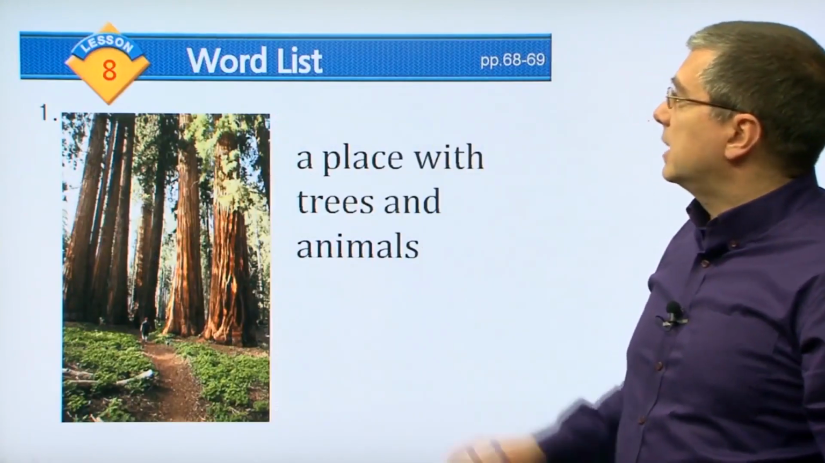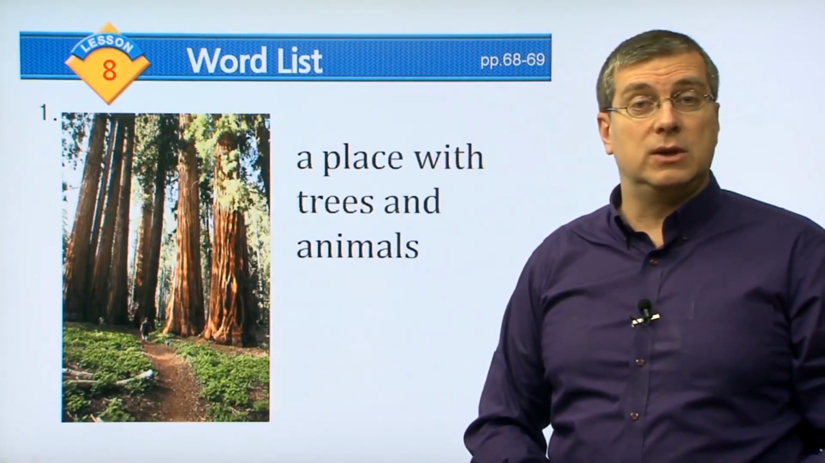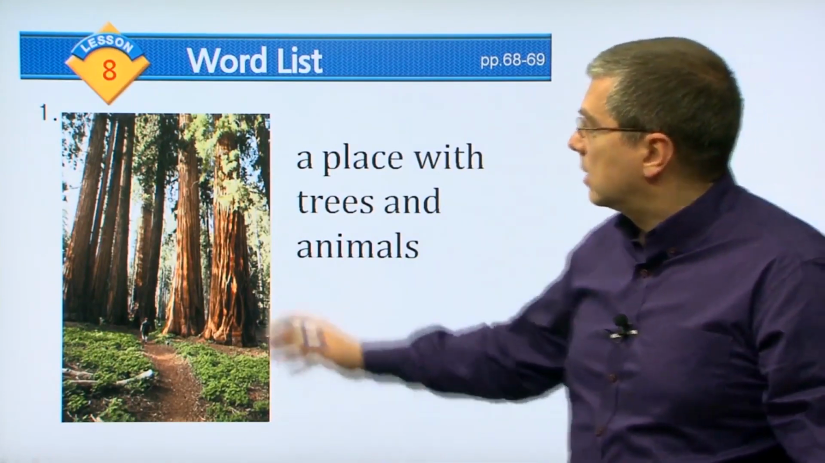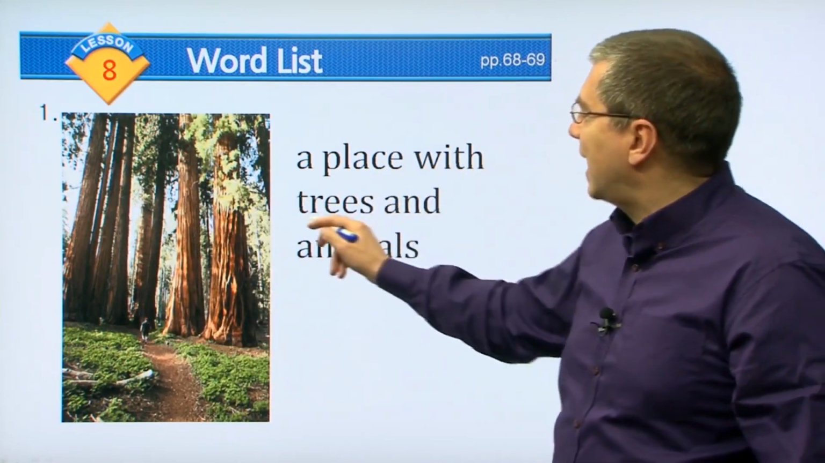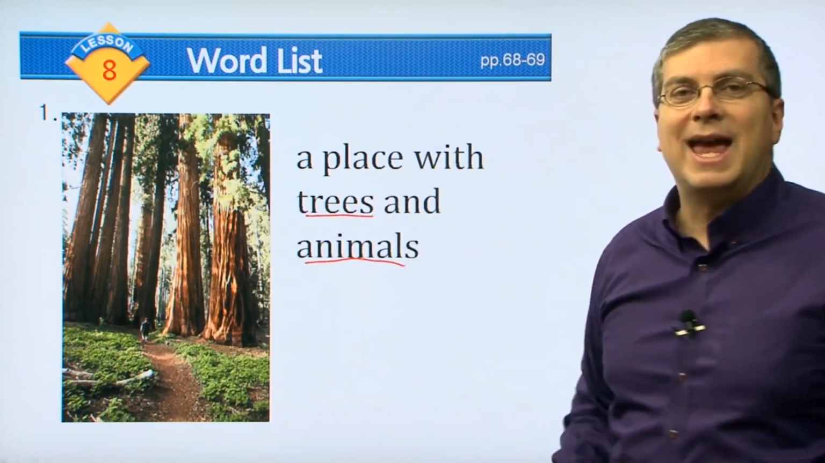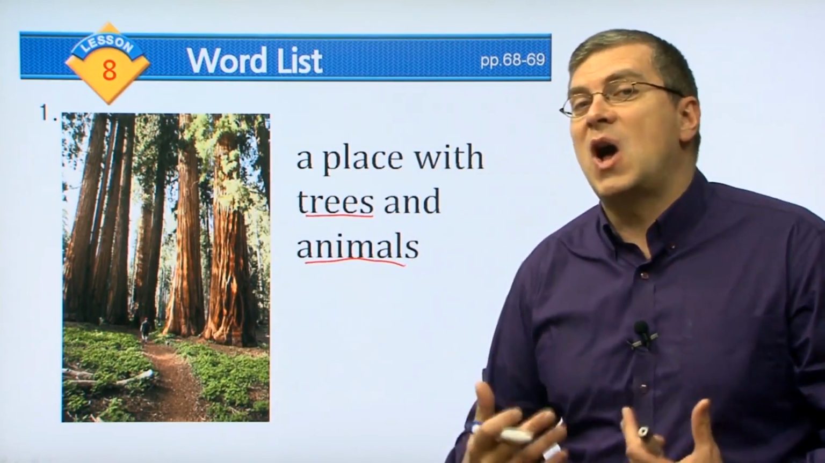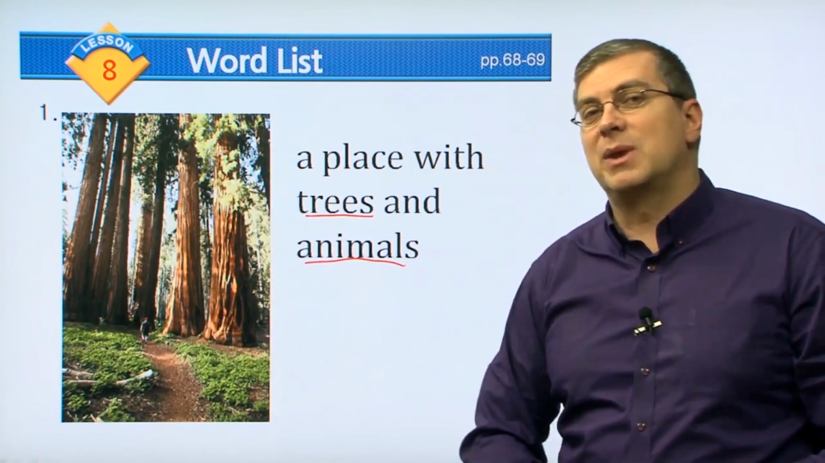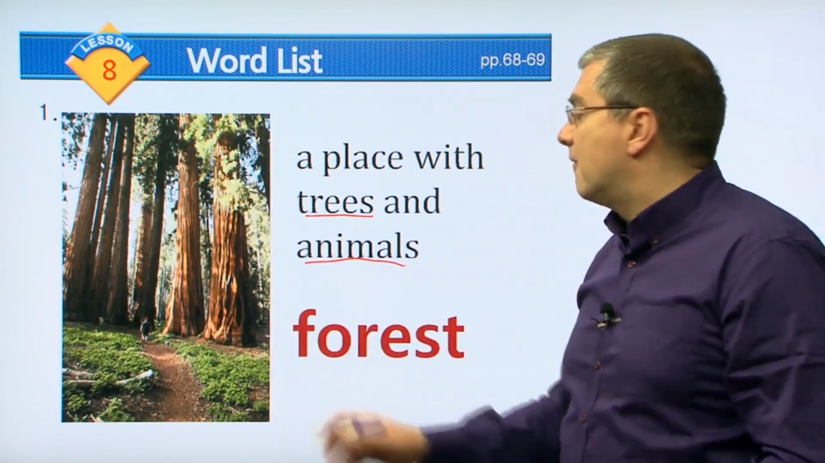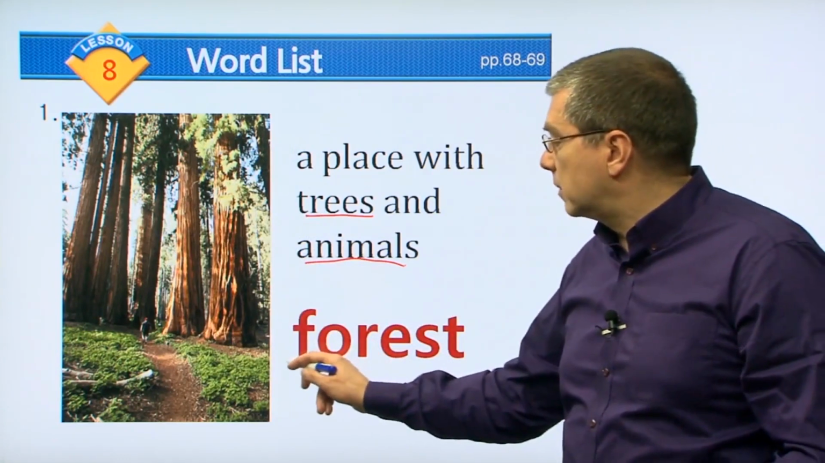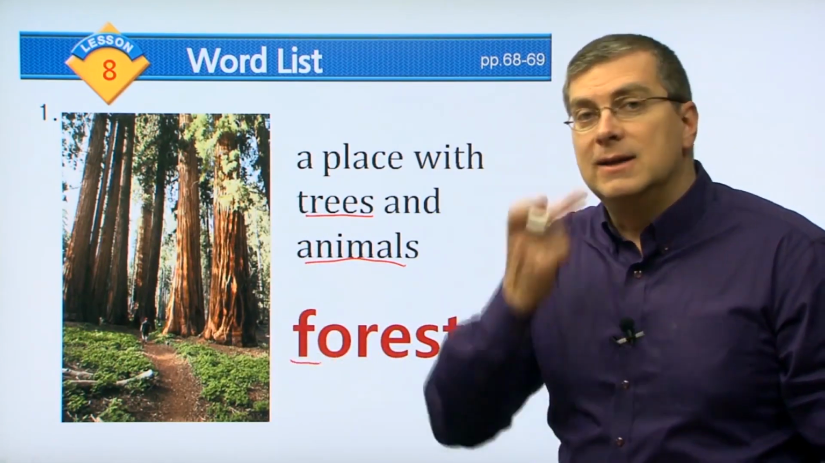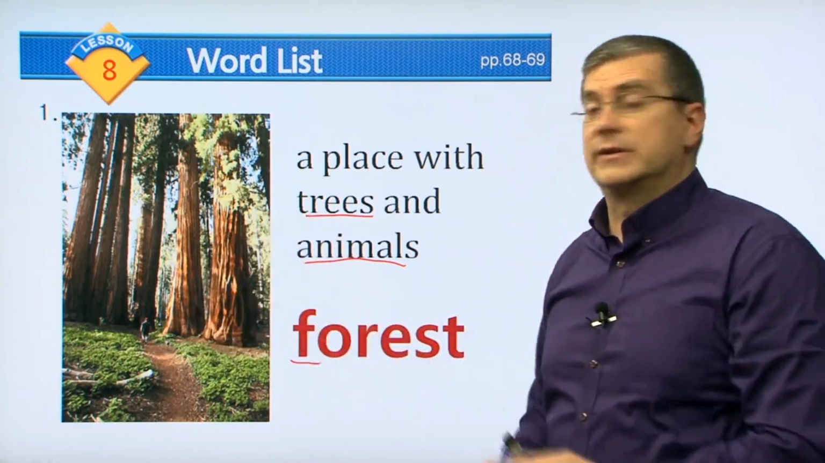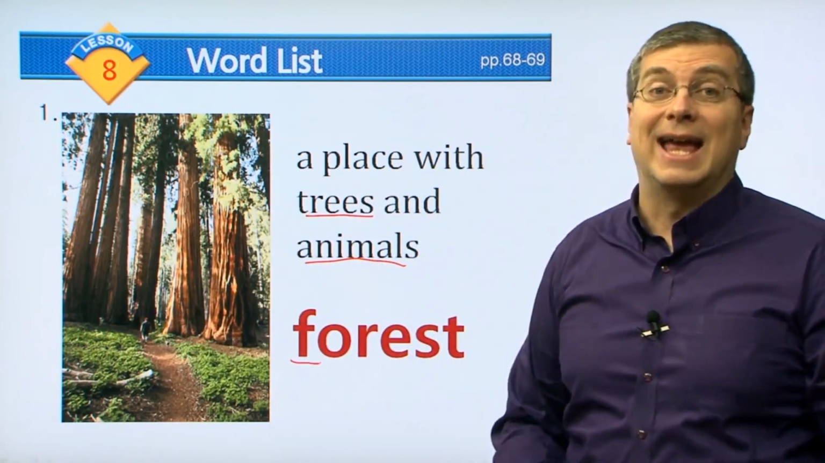Let's take a look closely at our word list for this unit. What kind of vocabulary will we learn? First of all, we have here a picture, a place with trees and animals. A place with trees and animals. I was just talking about this place. Do you remember what the name of this place is? It starts with an F. Of course, it is a forest. When you say forest, remember with the F, your teeth are on your bottom lip. Forest. So this is a forest. A place with trees and animals.